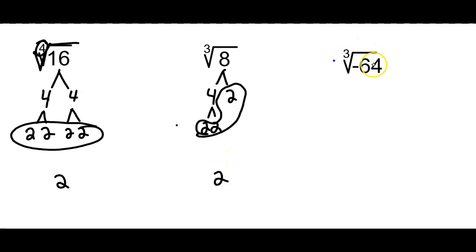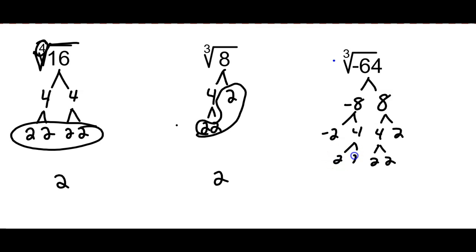This one says the third root of negative 64. For this class, we can't take the square root of a negative number because we're talking about real numbers. But we can take the third root. So looking at this, let's just factor it out and see if it makes sense. If I factor negative 64, that breaks up into negative 8 times 8. And then 8 will break up into 4 times 2. Then you have 2 times 2.